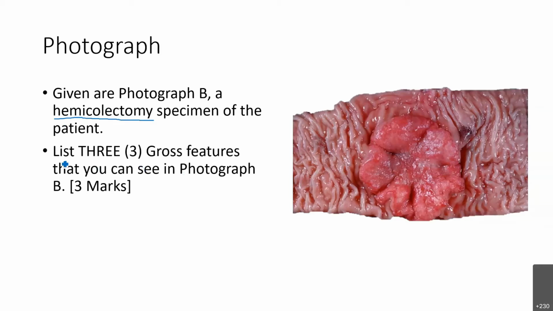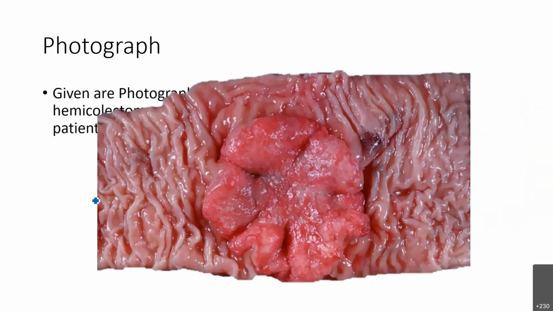Okay, next is: list 3 gross features that you can see in photograph B, 3 marks. Everybody can try to answer first, and I will give you around 1 minute to list down your answer. Don't worry, I won't get to you one by one. It's for you to mark by yourself, and I will give you the answer afterwards. If you cannot see it clearly, I'll magnify it for you.